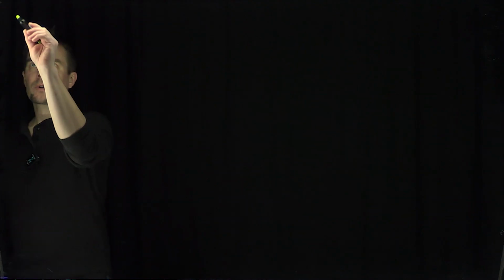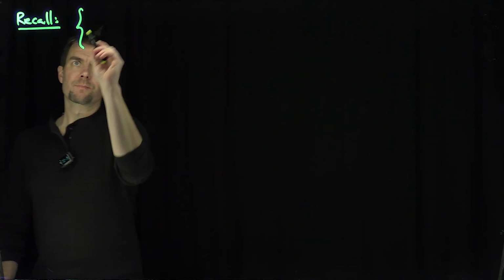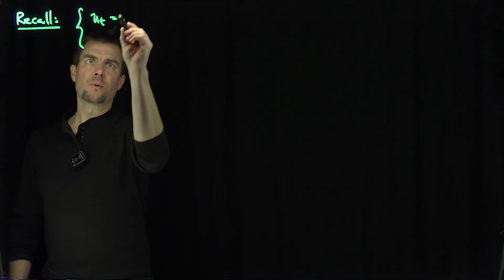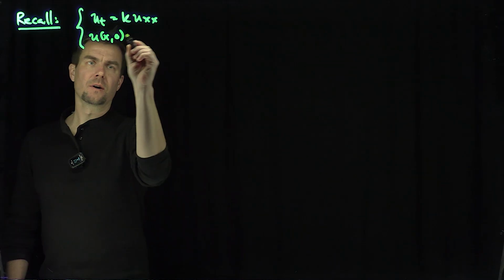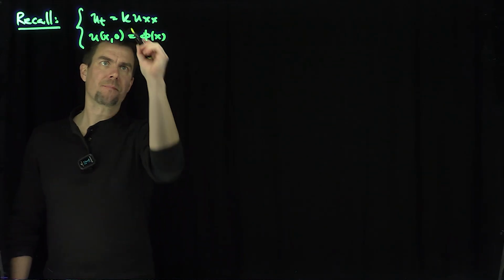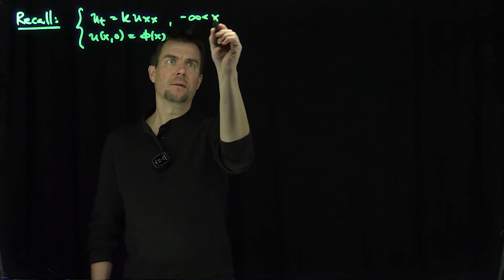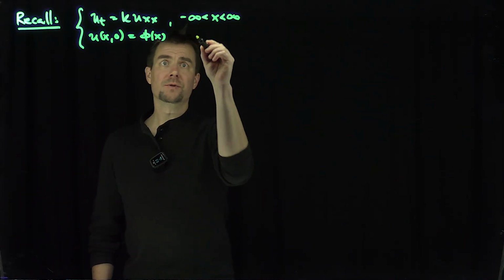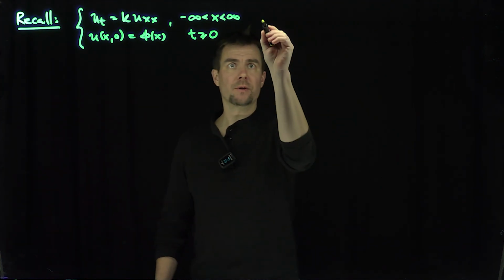Hello students, in this video we'll discuss the fundamental solution to the one-dimensional heat equation. Let's recall that we're studying the one-dimensional heat equation. We're considering this problem over here, which is u_t equals k u_xx, with u of x, 0 equal to some function phi of x. Here x is a real number, so x is between negative infinity and infinity, and t is greater than or equal to 0. So this is our initial value problem for the heat equation.